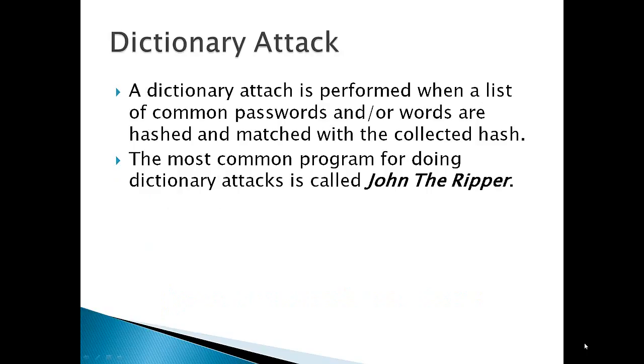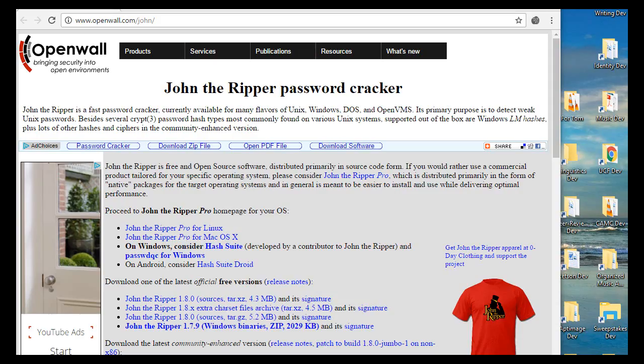So what we've demonstrated is really known as a dictionary attack. A dictionary attack is performed when a list of common passwords and/or words are hashed and matched with a collected hash. And when I say common words, you just get a dictionary of 20,000 words and you can use that to perform a dictionary attack. The most common program for doing dictionary attacks is called John the Ripper. This is why when you have a really complex password, you're not allowed to just use common words, because common words are so vulnerable to dictionary attacks.